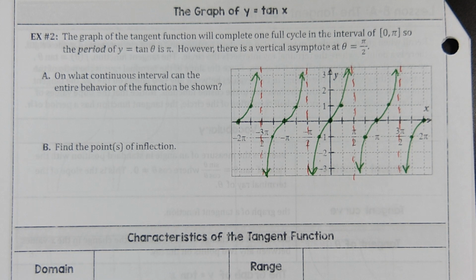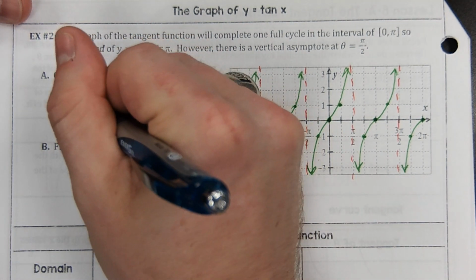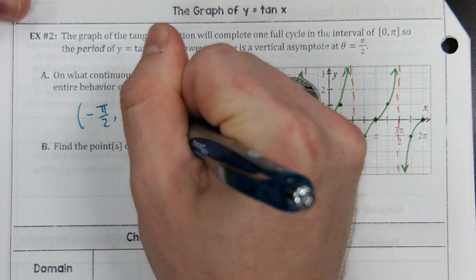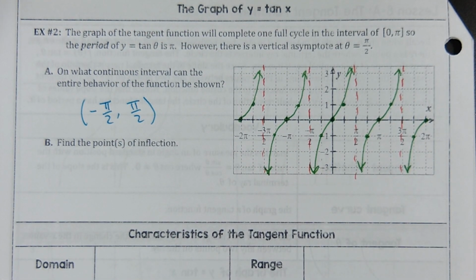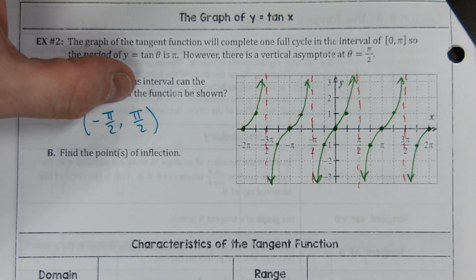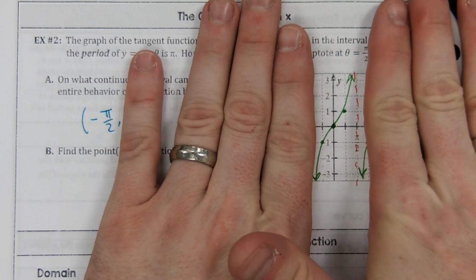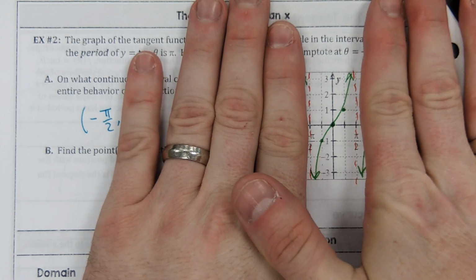So from where to where? Adi? Negative pi over 2 to positive pi over 2. And this is going to be considered the parent curve on that interval, because that shows you every possible value it can take on.